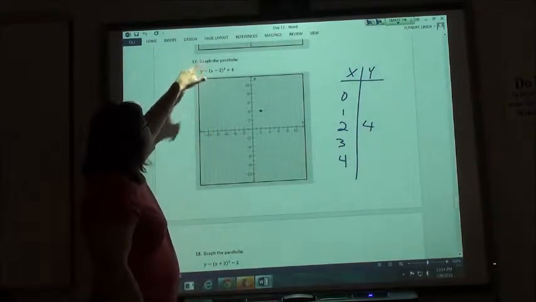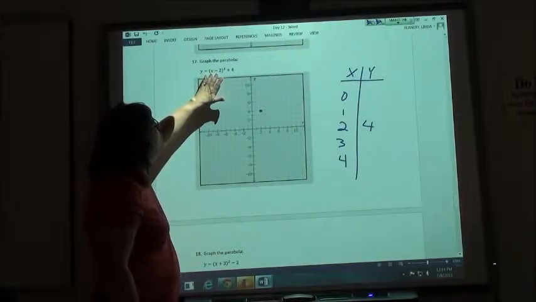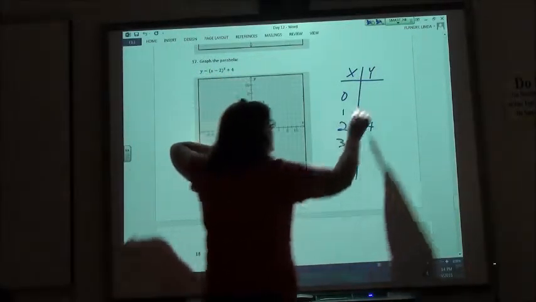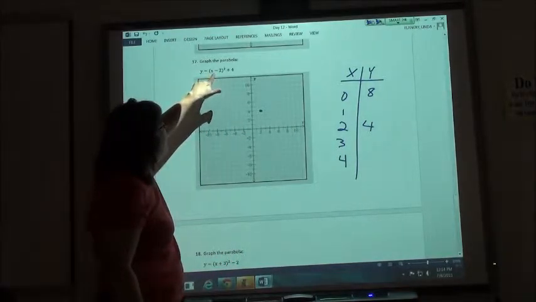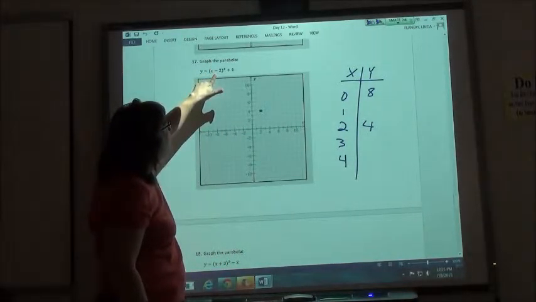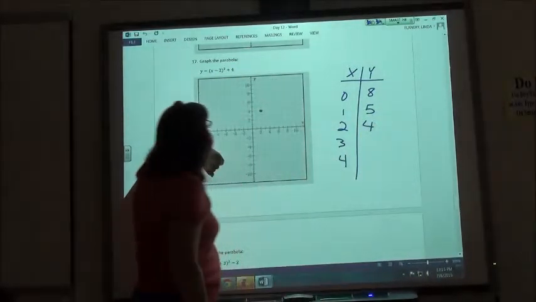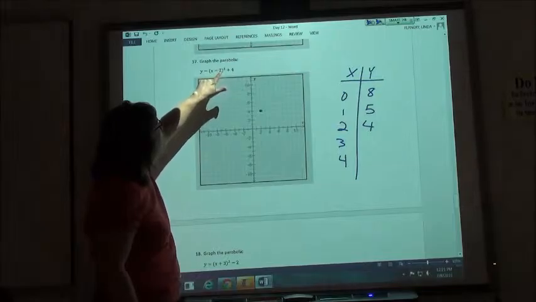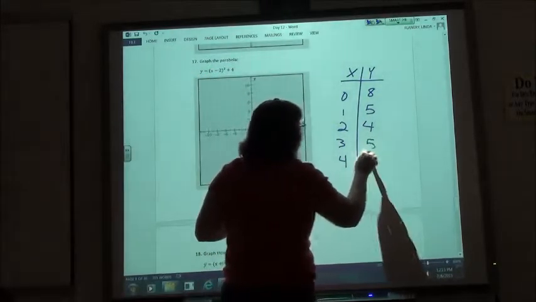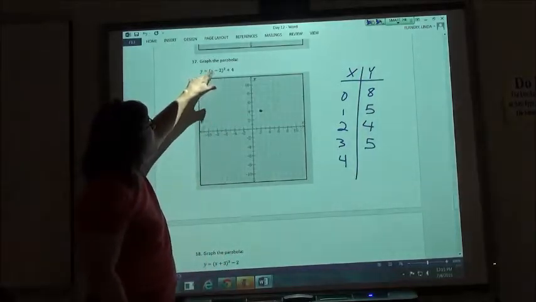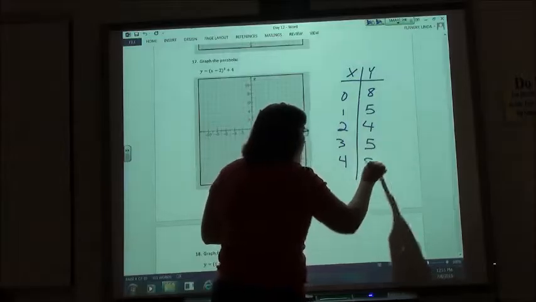I put 0 in there. 0 minus 2 is a -2. -2 squared is 4. 4 plus 4 is 8. 1 minus 2 is -1, but a -1 squared makes it a +1. 1 plus 4, 5. 3 minus 2 is 1. 1 squared is 1. 1 plus 4, 5. 4 minus 2 is 2. 2 squared is 4, and 4 plus 4 is 8.